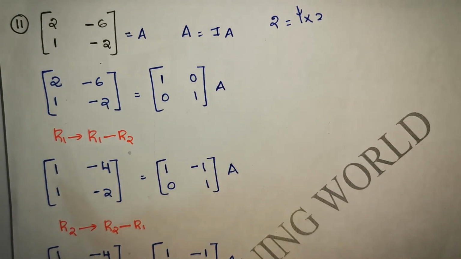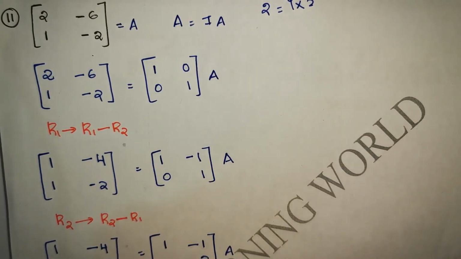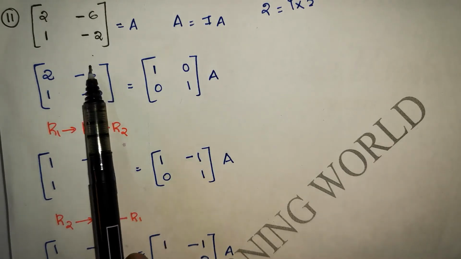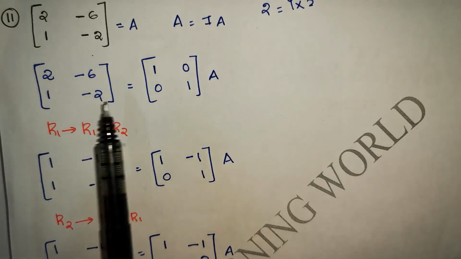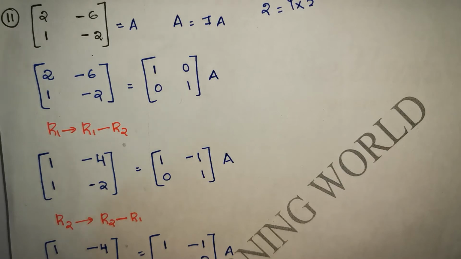So what is the next step? We have to do some operations to transform this particular matrix into an identity matrix. Those operations will be applied on this matrix as well as this matrix.